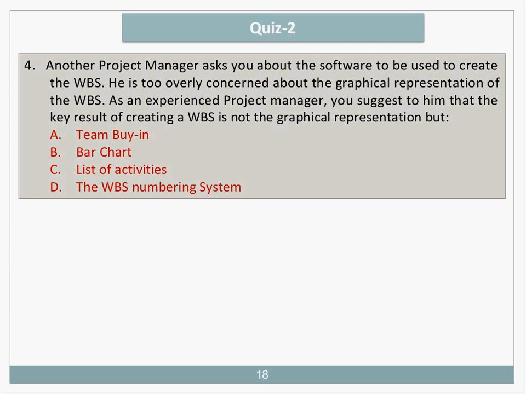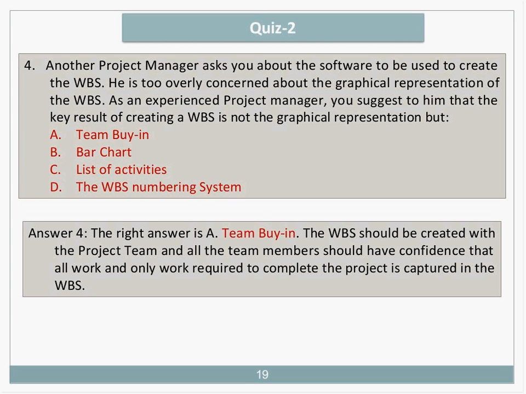Activities, list of activities is an important output of the WBS dictionary, but a team buy-in and understanding is needed to be executed. Now, the numbering system is important in the sense that it serves as a reference from many other project documentation to the WBS. For instance, from your project plan, and should not be changed once the WBS is baselined. However, team buy-in, number A, still seems to be the answer. Right answer is team buy-in.